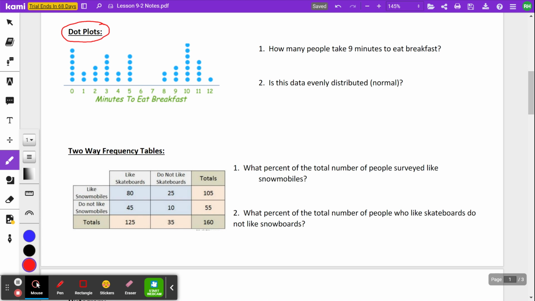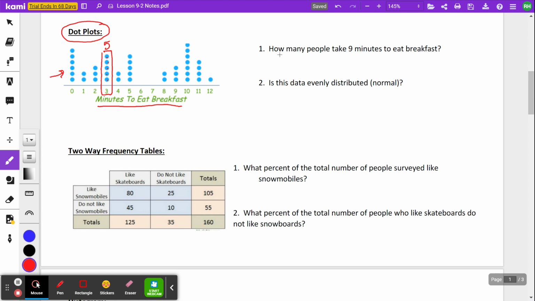Hopefully you know that if this is talking about the minutes to eat breakfast down here, each one of these dots that you see is representing a person that said it took them that long to eat breakfast. So, for instance, if I wanted to know how many people said they took 3 minutes to eat breakfast, I would look here in this column, and there are 1, 2, 3, 4, 5 dots. So, 5 people said they ate breakfast for 3 minutes.